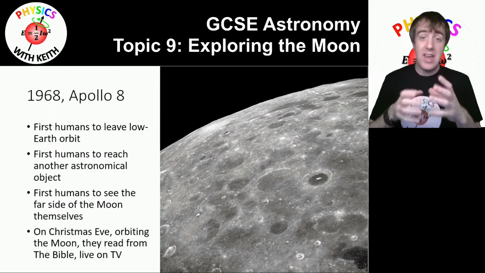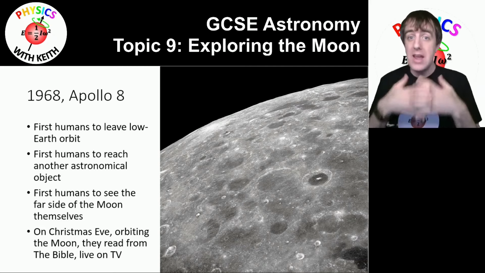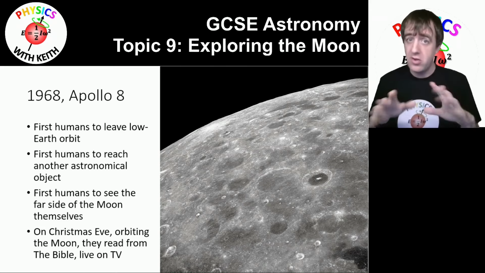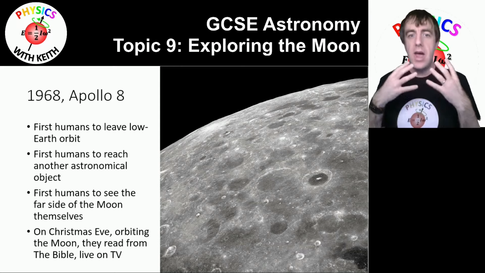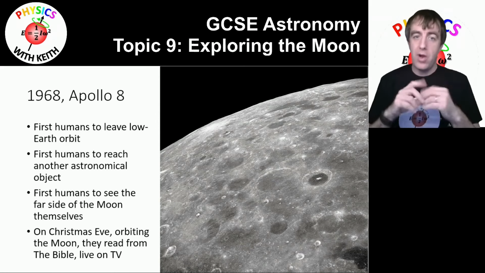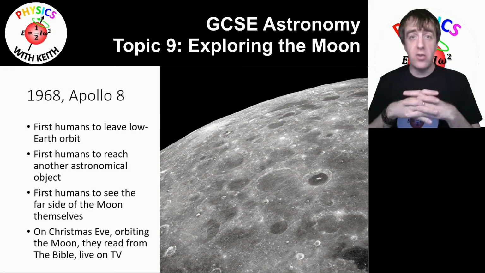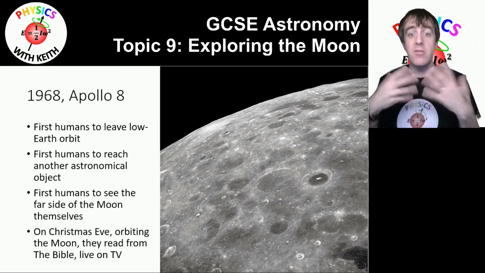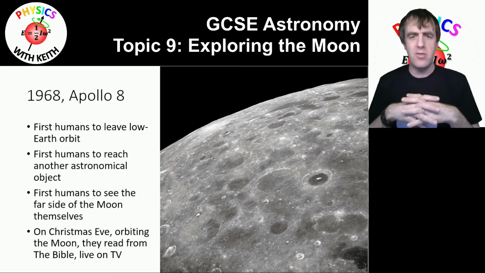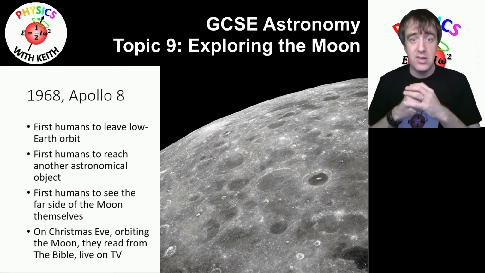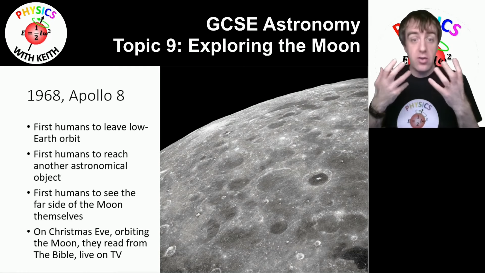In 1968, the Americans sent the Apollo 8 mission to the moon, the first mission to visit an astronomical object. Apollo 8 reached the moon and orbited the moon. On Christmas Eve, they took communion on the far side of the moon, read from the Bible, the first 10 chapters of Genesis, which was broadcast live on TV, and they took photographs.